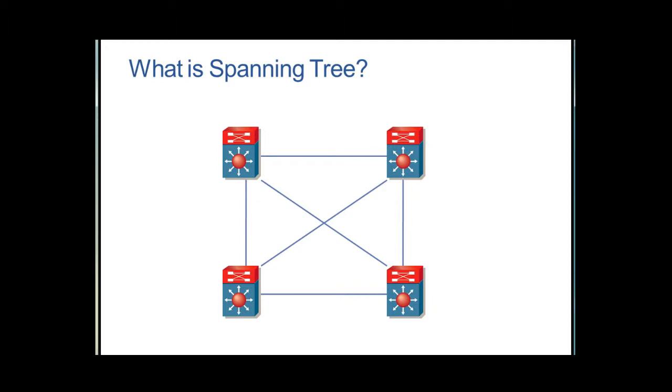So this picture here reflects many different loops that can exist. Like this here is a loop, or this here is a loop. So there are a lot of loops here, especially when you're dealing with fully meshed switching topologies, just like this.